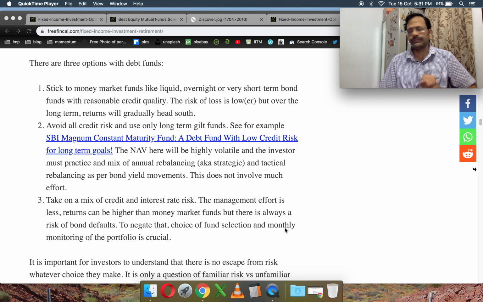You can also consider dynamic bond funds, but some of them can take credit risk, so that's very dangerous. Better to stick to gilt funds, either diversified gilt funds or 10-year constant maturity gilt funds. But you must rebalance once a year. You must rebalance to equity, and if you do that, then you have good volatility protection in your portfolio.